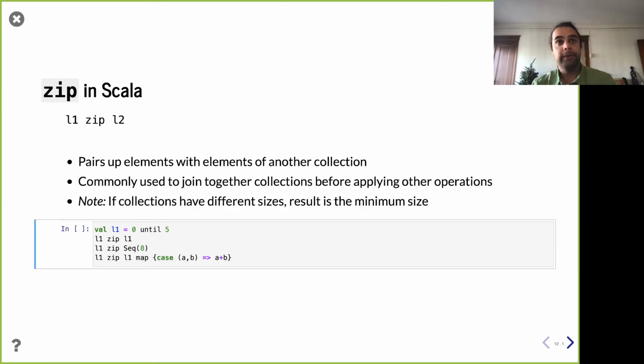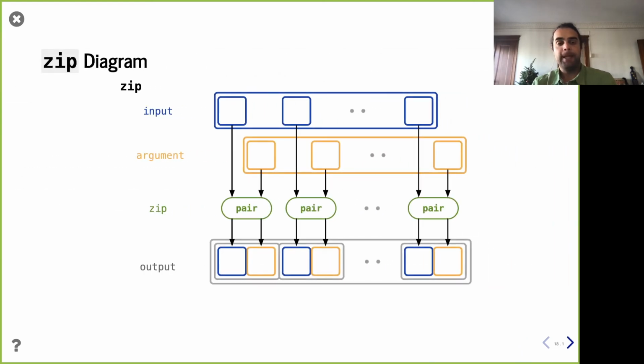Okay, so let's talk about another operation. And maybe I'm going to go ahead one more slide and show you the picture first. So for zip, what are we doing? We're going to be given an original collection and a second collection. What zip's going to do is go element by element and pair them together and create a new collection in which the output is tuples or pairs of one element from each of the original collections, right?